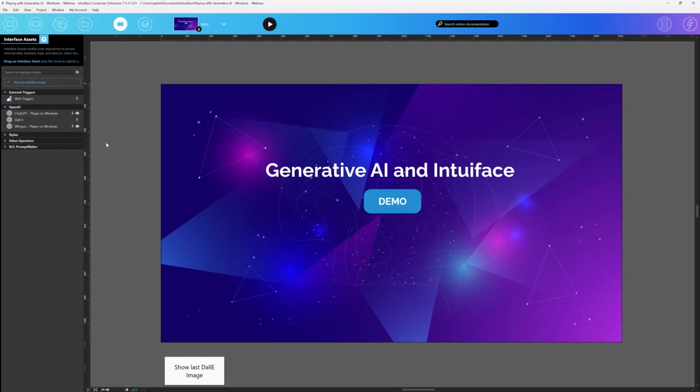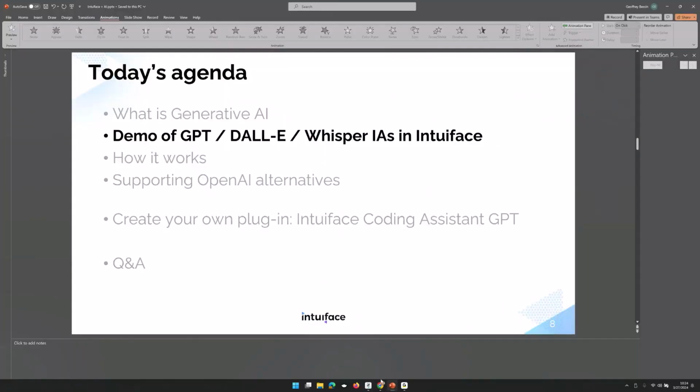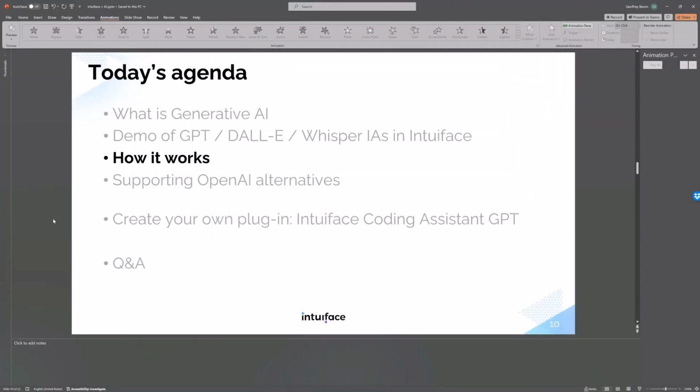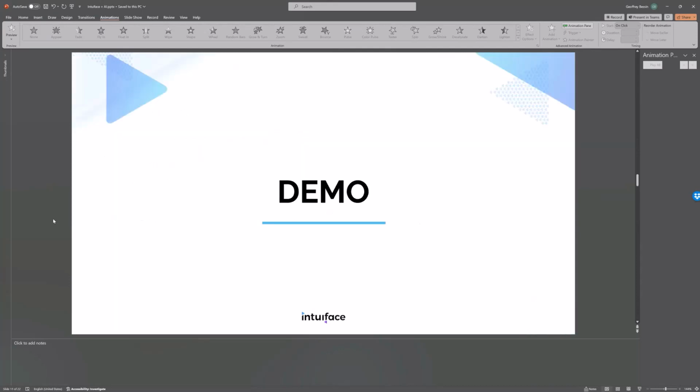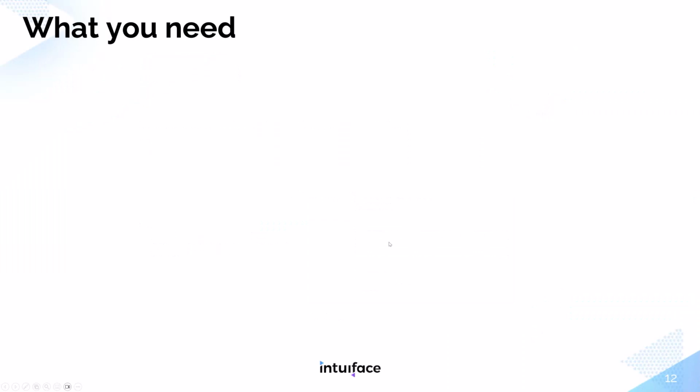DALL-E and Whisper work the same way. I'm not even going to show it to you because it works the same way. And there might be some questions. So let me go back to the slides and talk a little bit about how it works. Okay. I've shown you there's the interface assets. You can submit prompts, process those responses. Let's go to, I should be in presentation mode, I guess.